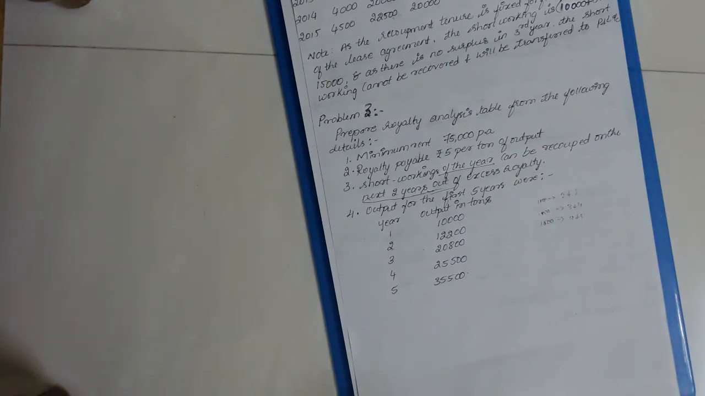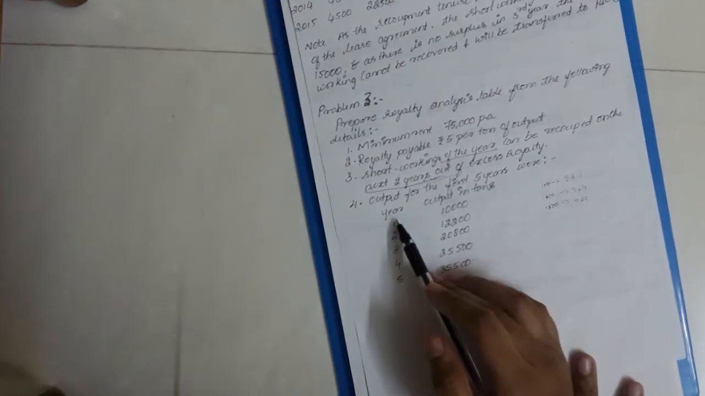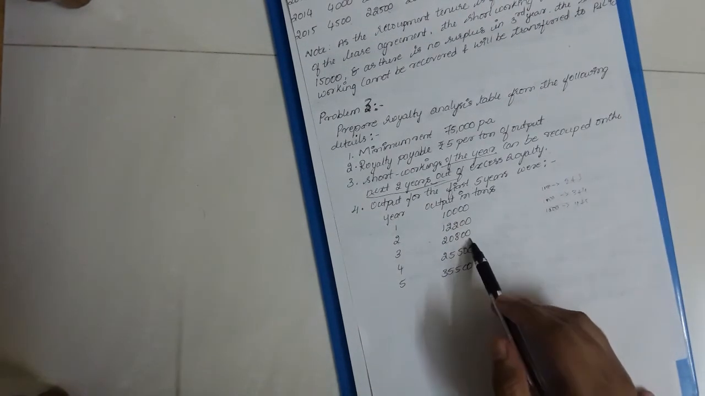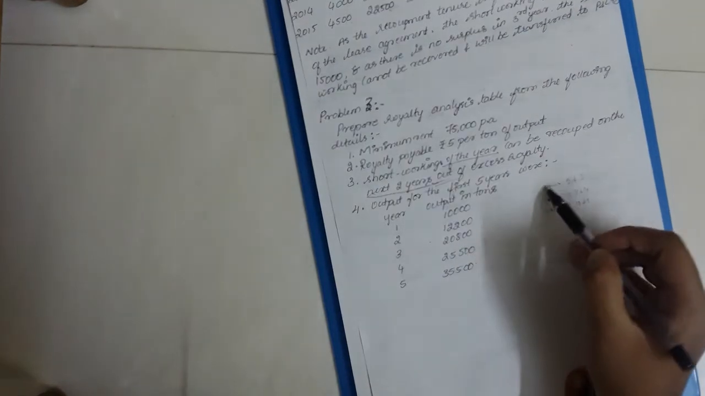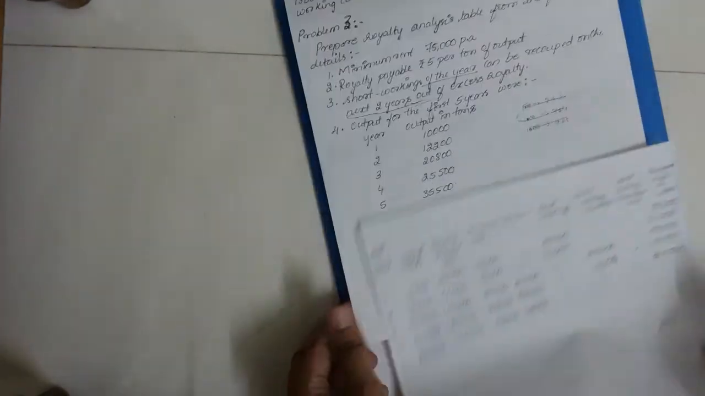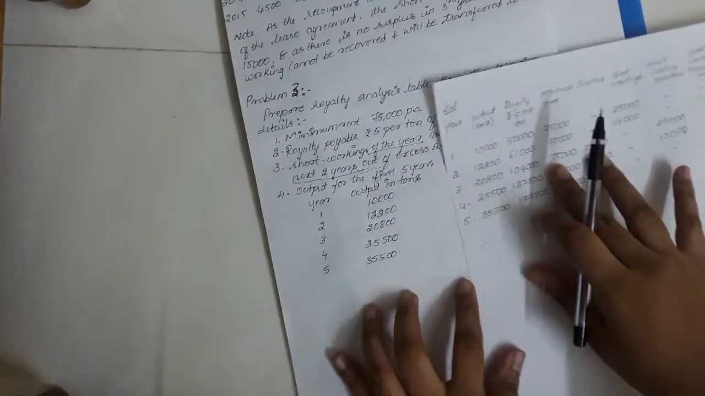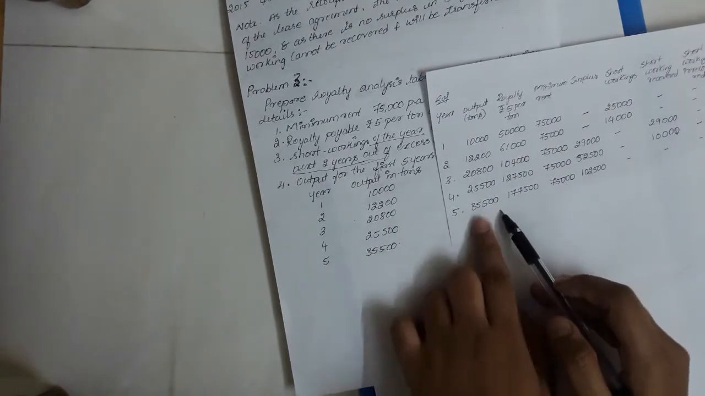Let's see how the problem will be solved. They have given the outputs for the first 5 years. Years 1, 2, 3, 4, 5. Outputs are 10,000, 12,200, 20,800, 25,500 and 35,500. This is just an example I gave, don't get confused. So let's start with the table of analysis. Here is the table of analysis for this question. I have written the years and also the outputs.